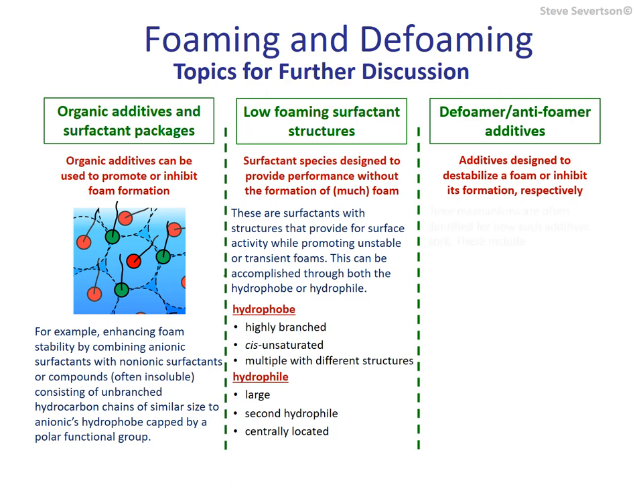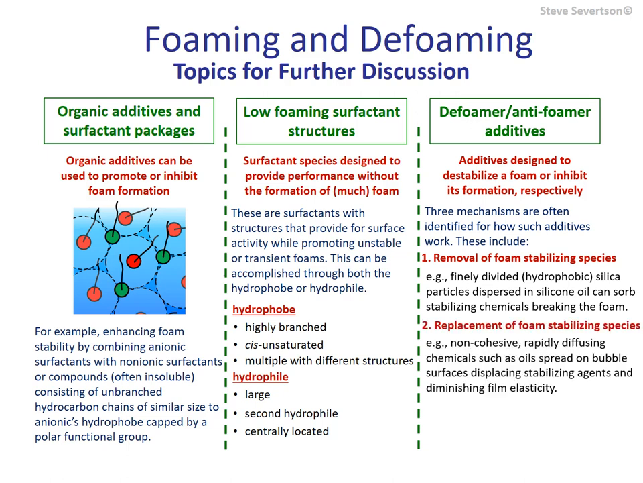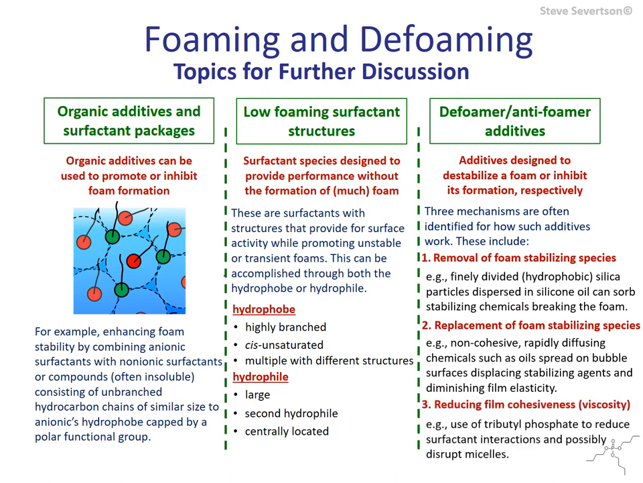Here we list the three most commonly identified, including removal of foam stabilizing species, usually achieved using suspended hydrophobic particles such as silica as an adsorbent; replacement of foam stabilizing species, which involves using chemicals such as insoluble oils which spread on bubble surfaces, displacing the stabilizing agents, and reducing film cohesiveness; and additives designed to rapidly move to new surfaces but interact little, resulting in rapid film drainage.